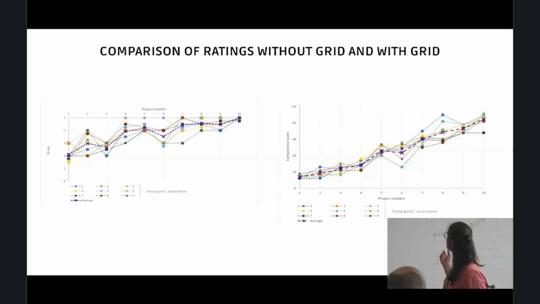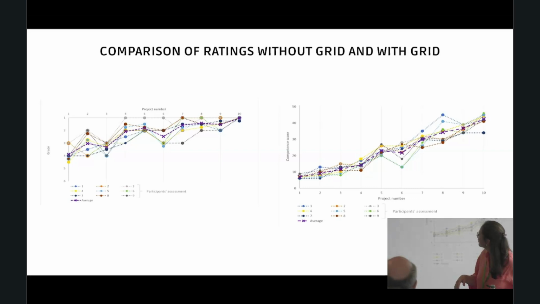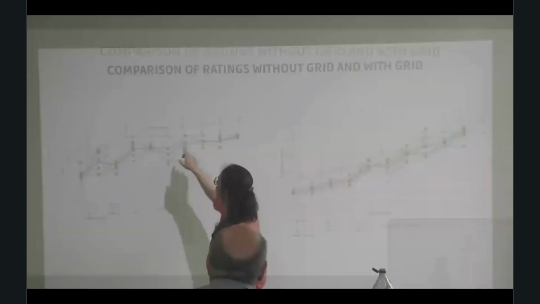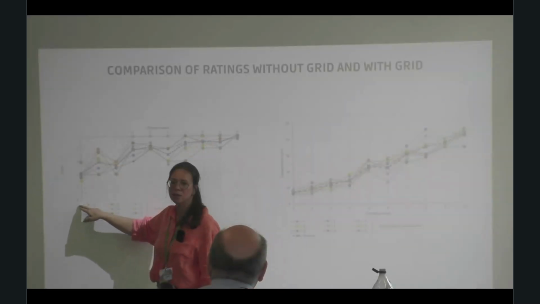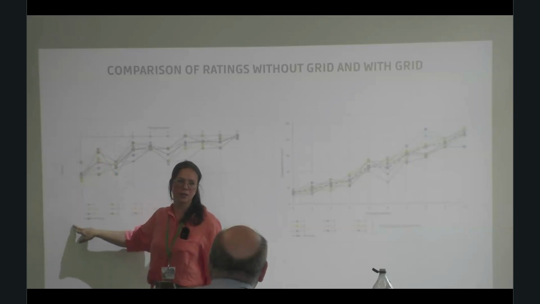And this is the comparison of the results. So this one on this side is without the grid, without the rubric, and on this side is using the grid. And we've got here 9 participants. So you can see here the dispersion on different projects. These are the projects, 1 to 10, and the grades are 1 to 6. So 1 is A and 6 is F.